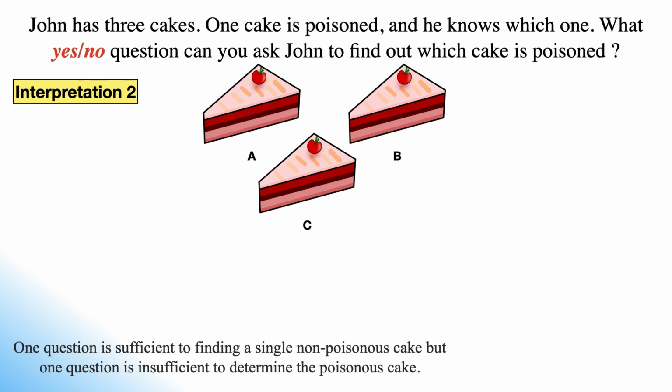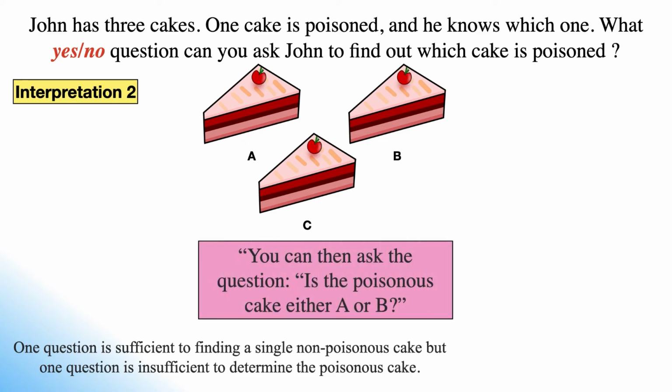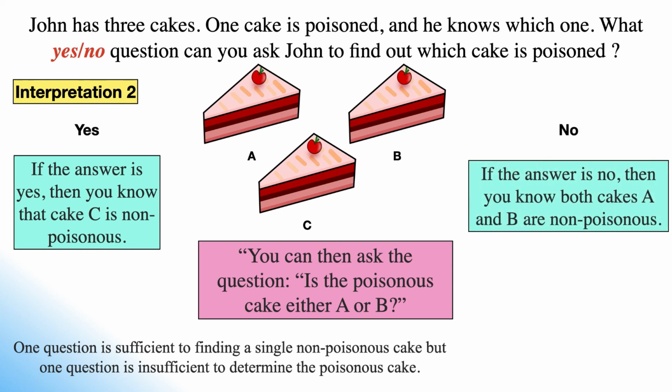A yes/no question gives you one bit of information. You need two bits of information to distinguish the poisonous cake from the non-poisonous cakes. As I have already mentioned, one question is sufficient for finding a single non-poisonous cake. Let the cakes be labeled A, B and C. You can then ask the question, is the poisonous cake either A or B? If the answer is yes, then we know that the cake C is non-poisonous. If the answer is no, then you know both cakes A and B are non-poisonous.